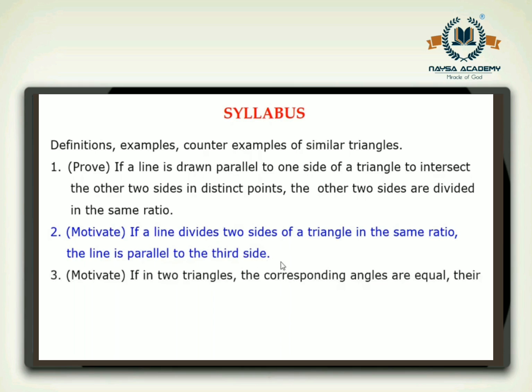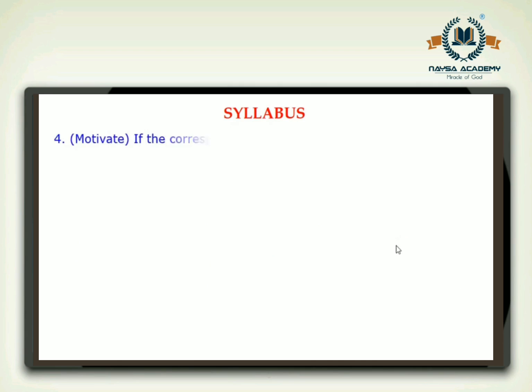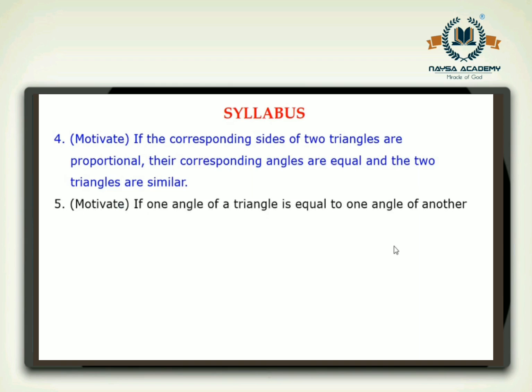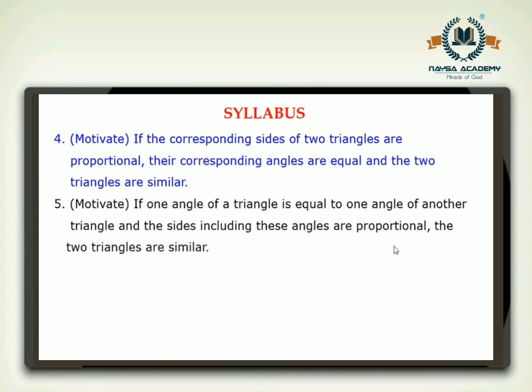Third, we have to motivate that if in two triangles the corresponding angles are equal, their corresponding sides are proportional and the triangles are similar. We have to motivate that if the corresponding sides of two triangles are proportional, their corresponding angles are equal and the two triangles are similar. We have to motivate that if one angle of a triangle is equal to one angle of another triangle and the sides including these angles are proportional, the two triangles are similar.